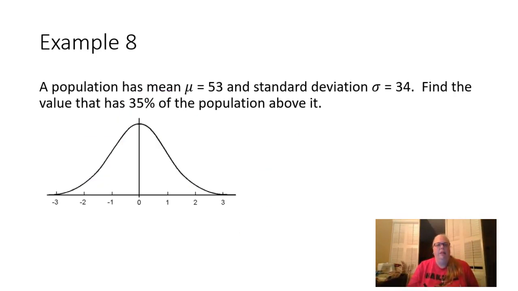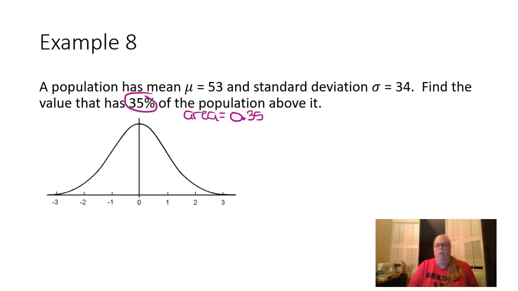Example 8. A population has mean mu equal to 53 and a standard deviation sigma equal to 34. Find a value that has 35% of the population above it. All right, once again, this 35%, they're telling me that the area under the curve, I want to use 0.35. We're going to need to figure out what our z-score is, because we need to know that in order to find the data point that goes in my data set.